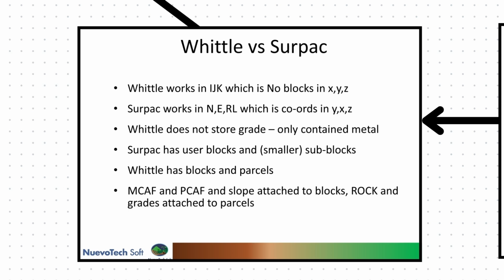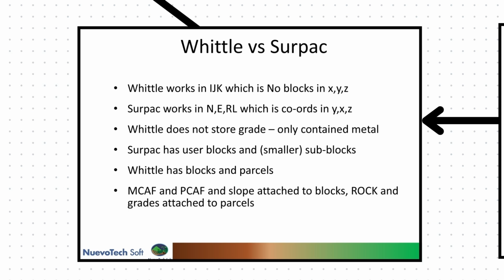Another difference: Surpac supports sub-blocking, breaking the block into pieces, whereas Whittle uses the parcel part of the block. Also, the MCAF and PCAF and the slope info are attached to the block in Whittle, while the rock and the grade go on the parcel. In short, Surpac is real coordinates plus grades, and Whittle is index coordinates plus metal. For example, when you export from Surpac to Whittle for nickel mines, ensure you convert the grade to metal properly.